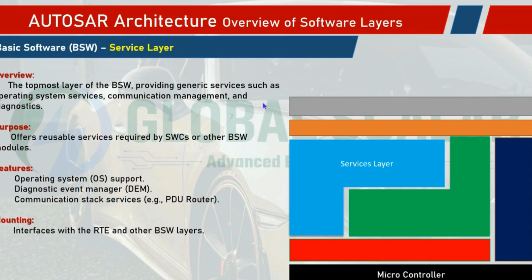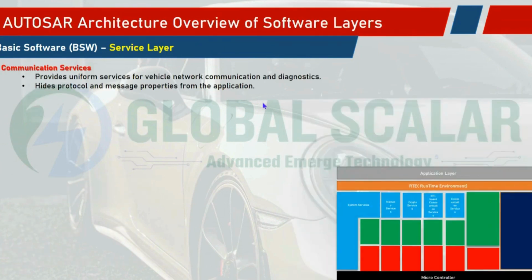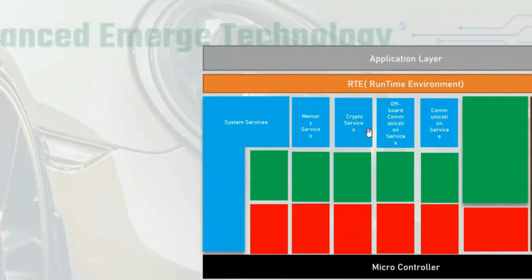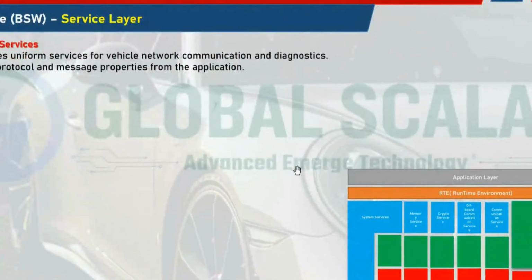How is it mounted? It is mounted on top of the microcontroller abstraction layer, in the BSW layer, and below the RTE. How will it interact? With the help of APIs, so the diagnostics, the OS stack, and communication handling can be handled. Next, the communication services will be available in detail. So the service layer has memory services, crypto services, and off-board communication services. We will go in detail to understand this.